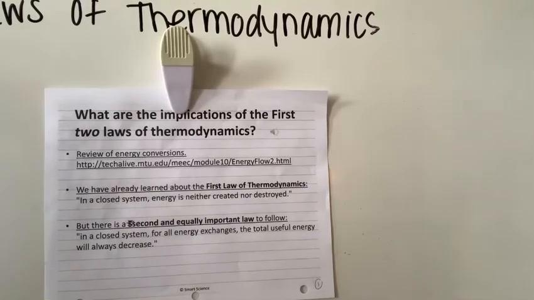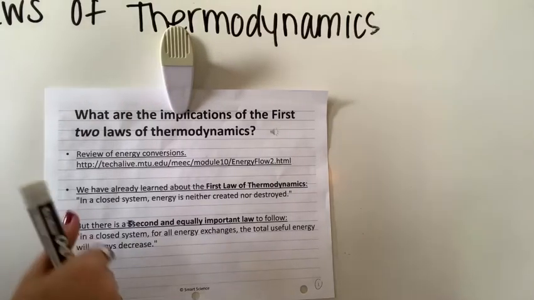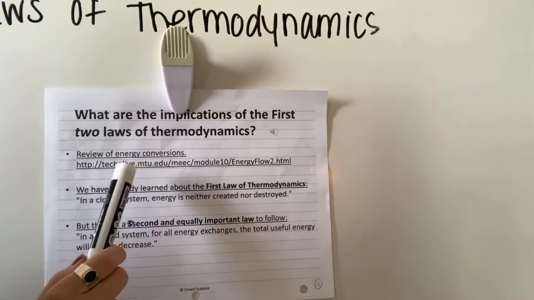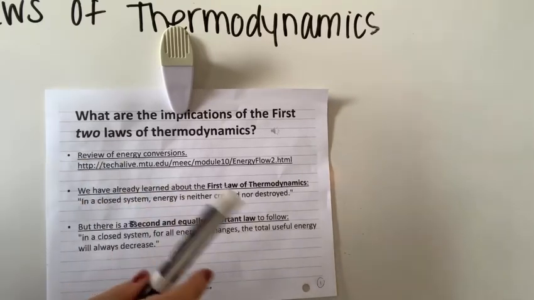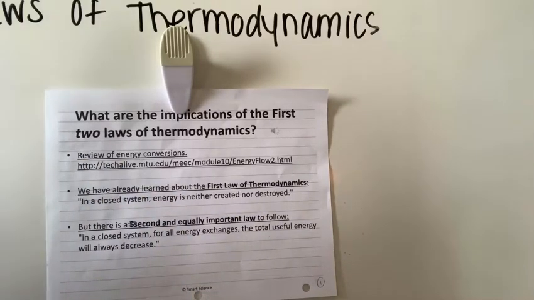So, what are the implications of the first 2 laws of thermodynamics? Well, the first thing that they give you on your slide, which you'll be able to access if you get on there via Google Classroom, is a review of energy conversions, and I believe they give you examples and images of how energy flows. So if you want to review the energy conversion concepts from last lesson, which was lesson 2, you can do that by going to this link here.